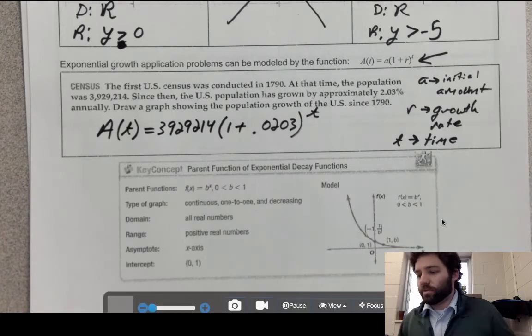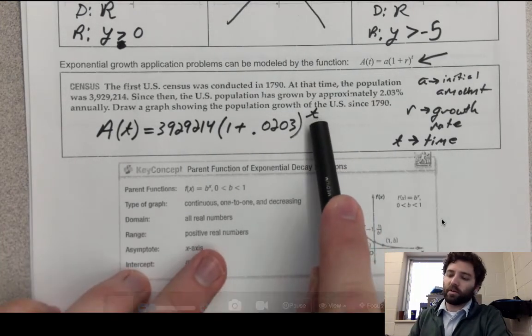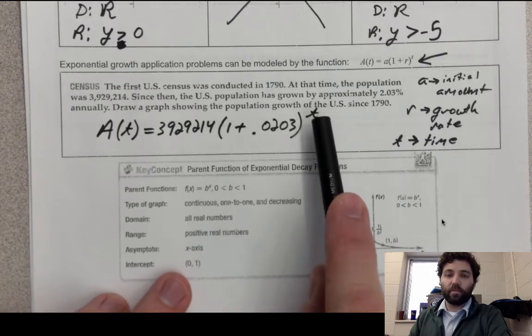So there's how you would do an application problem if you're looking for the graph. If we just want to know the population after a certain year, we're just plugging in for t.